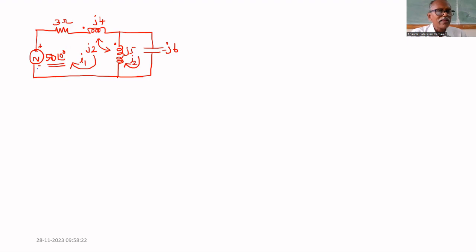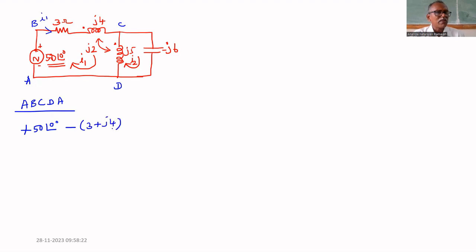So we are traveling from A to B, then C, then D, then A, for the loop A, B, C, D, A. Plus 50. Why? Increase in potential. Plus 50 angle 0 degrees. Then the current direction of I1 is this way, that's why there is a drop in potential: minus (3 plus j4).